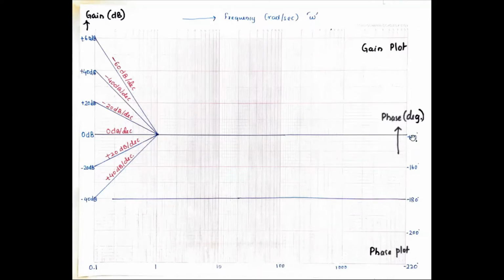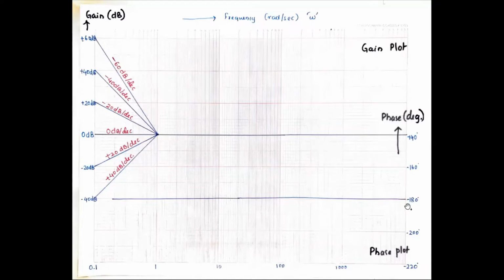I suggest that you keep the gain scale for the gain plot the same as shown here, but for the phase plot you can change it accordingly. You can start from, say, minus 100, minus 150, minus 200, minus 250, minus 300. You can change it like that for the phase plot, but don't change the gain scale. This is phase angle in degrees, this is gain in dB, and I have taken minus 180 degrees as a baseline, and I will tell you why this one is specifically chosen as a baseline for the phase plot.